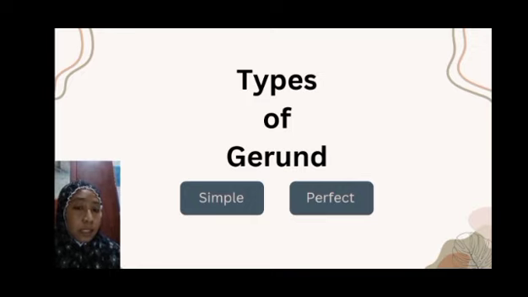And then the second, the passive gerund. Gerund yang berbentuk pasif. Ada dua bentuk passive gerund, yaitu yang pertama ada present. Contohnya seperti being written, being asked, being eaten, and then etc. Kemudian yang kedua itu perfect. Contohnya like having been frightened, having been asked, having been eaten, and then etc.